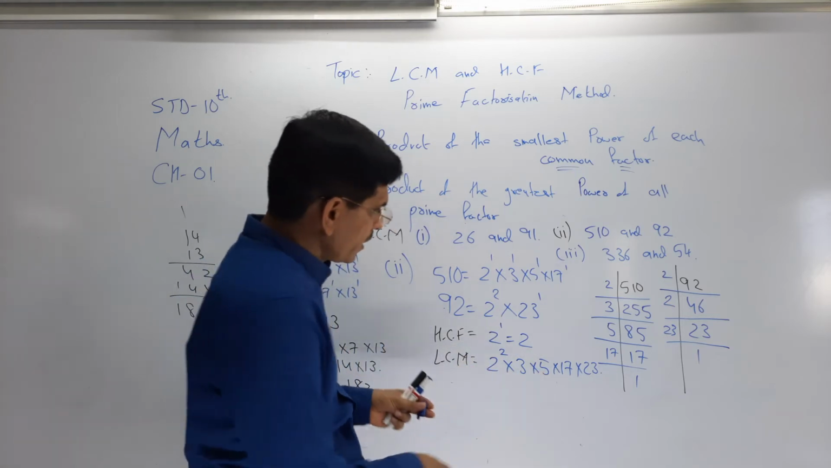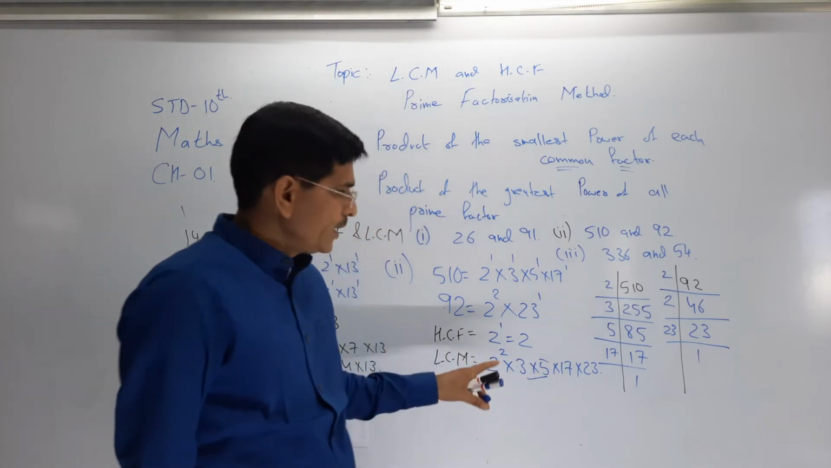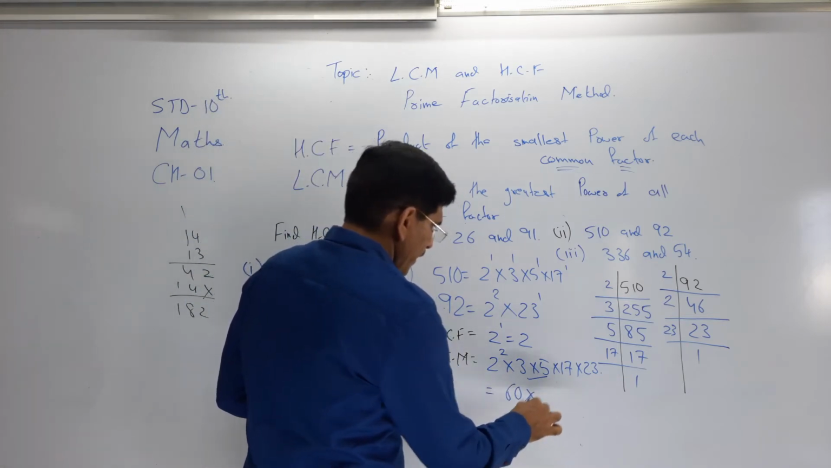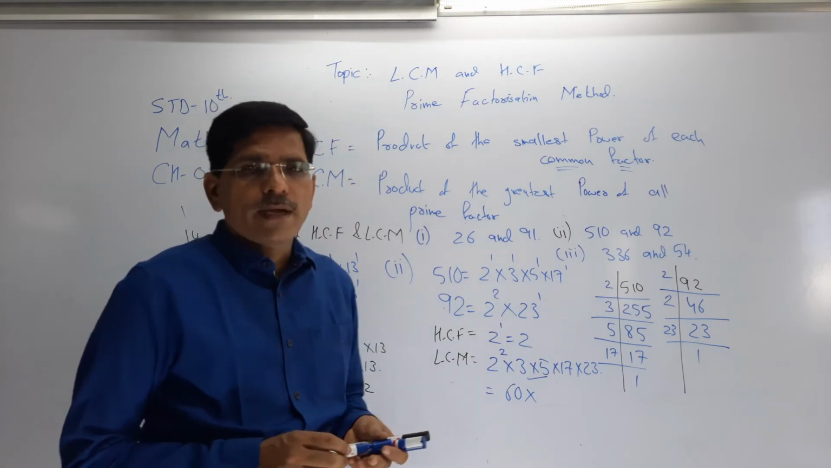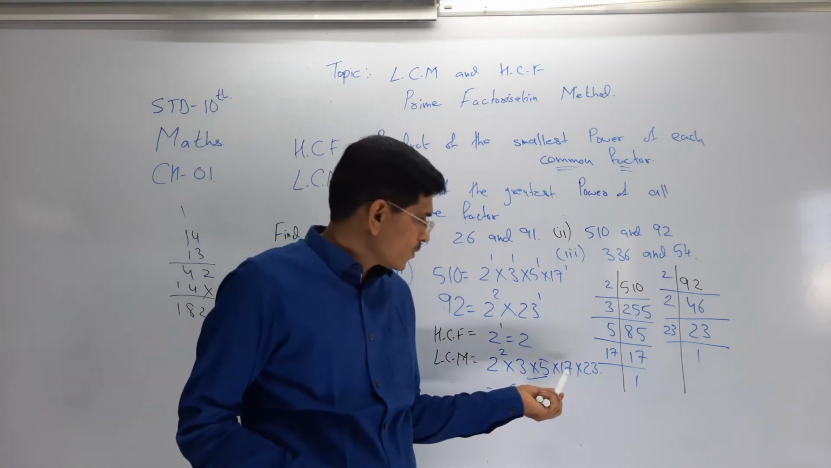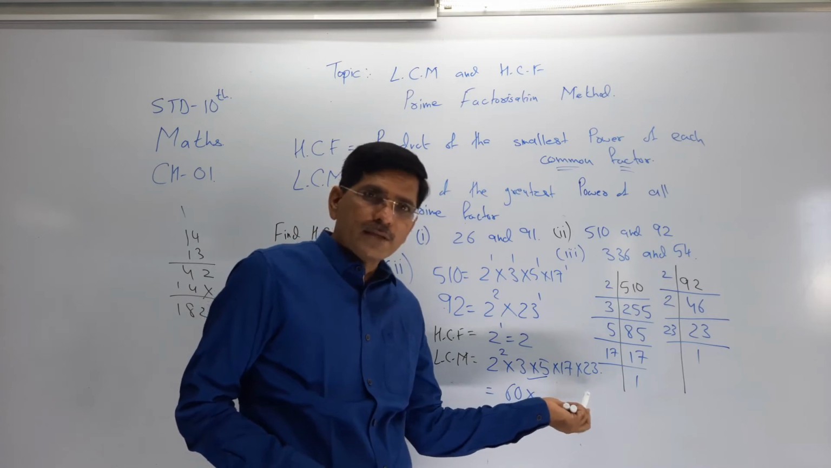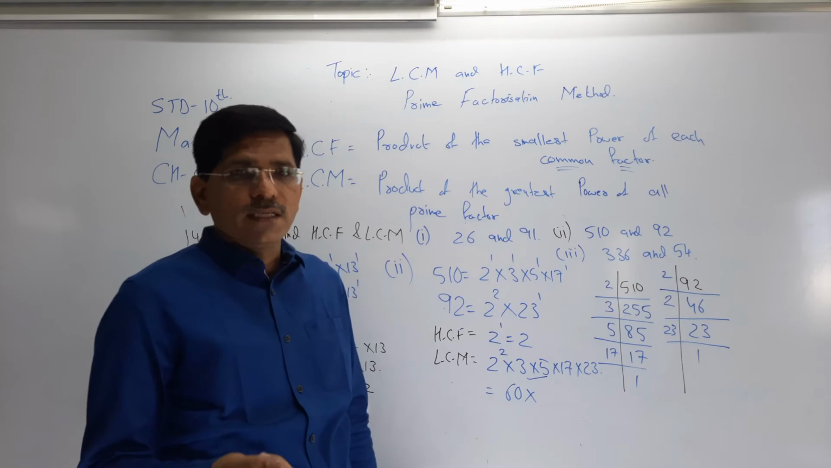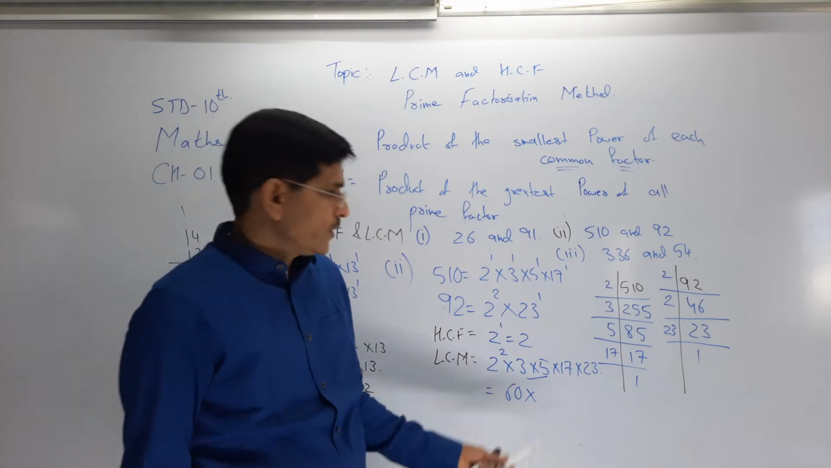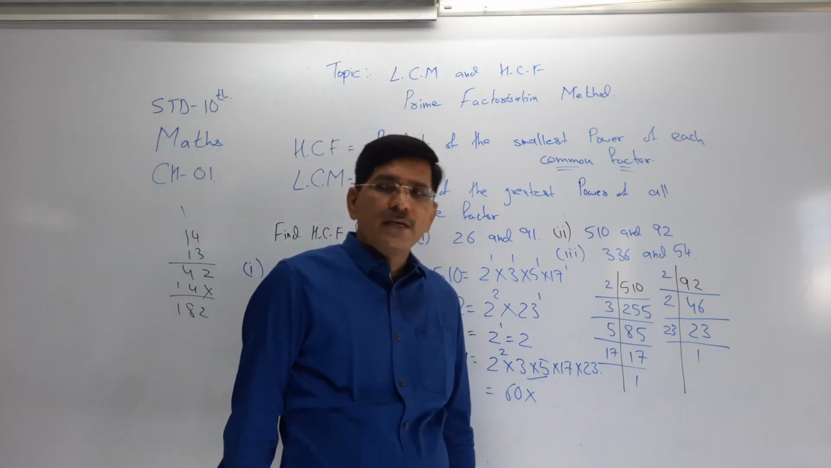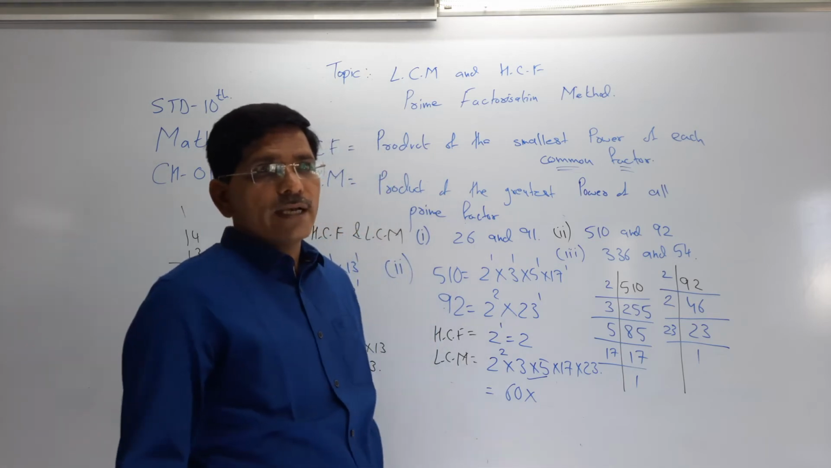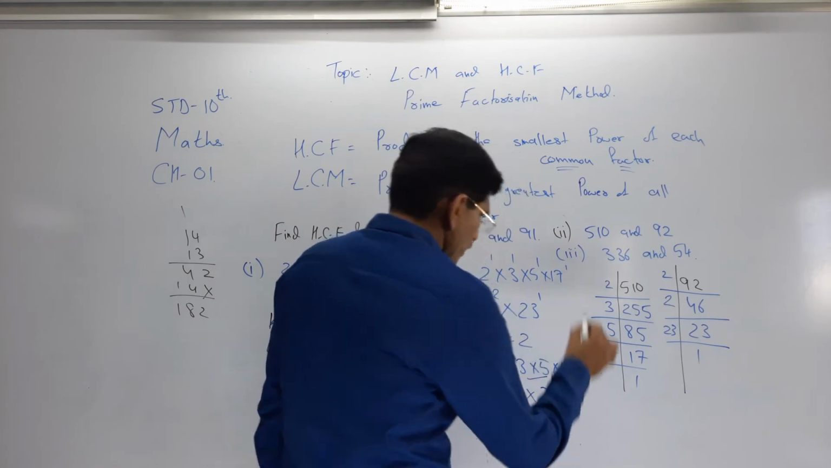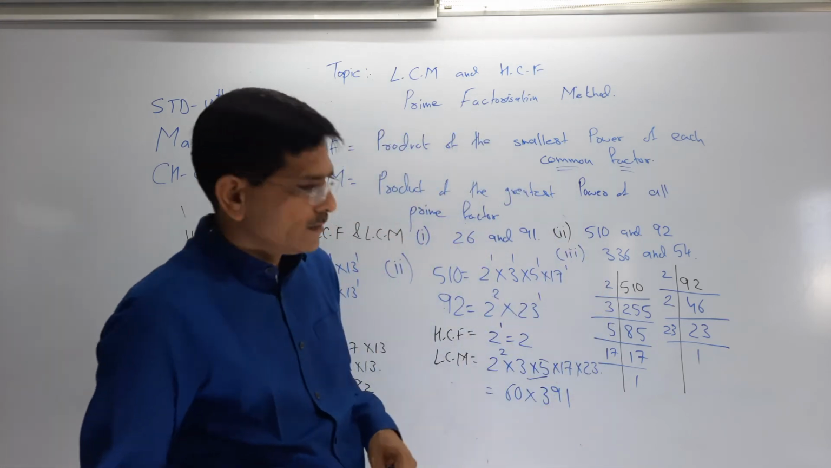Here, if I multiply 15 into 4, that is 60, into 17 multiplied by 23. So 17 into 23 is 20 minus 3 times 20 plus 3. So 20 square is 400, 3 square is 9. So 400 minus 9 is 391.